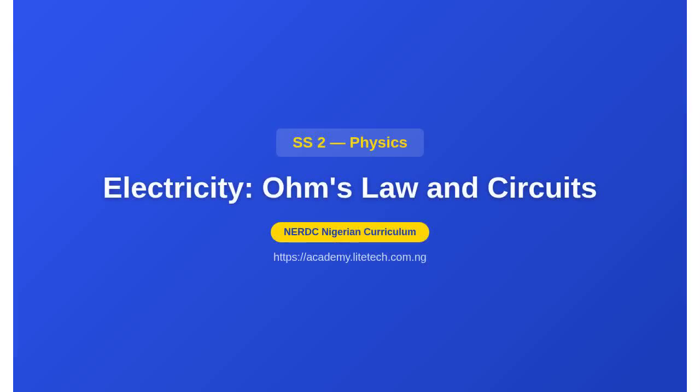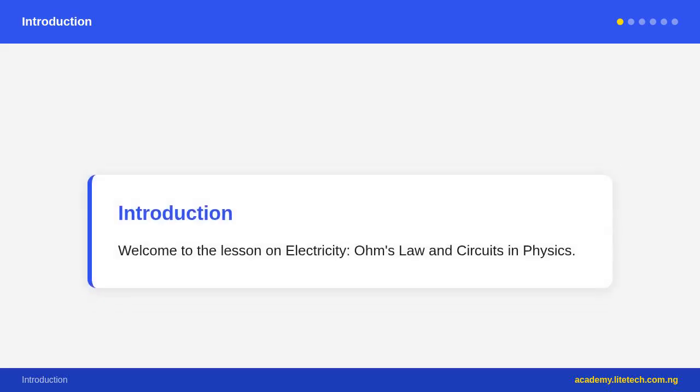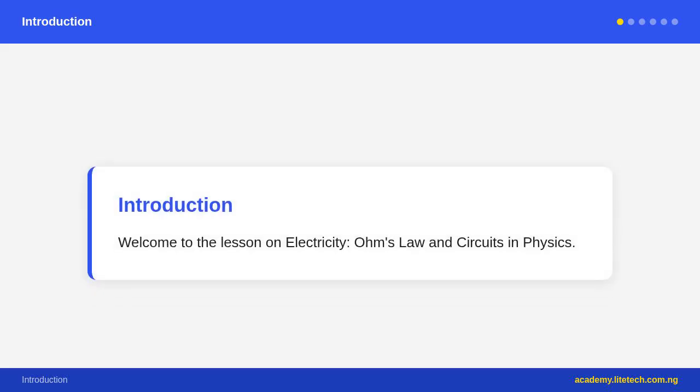Welcome to SS2 Physics, Term 1, Week 4. Electricity powers modern civilization, from the lights in your home to the mobile phones you use, from the hospitals that treat patients to the factories that manufacture goods. At the heart of electrical circuits lies Ohm's law and the principles of series and parallel connections.